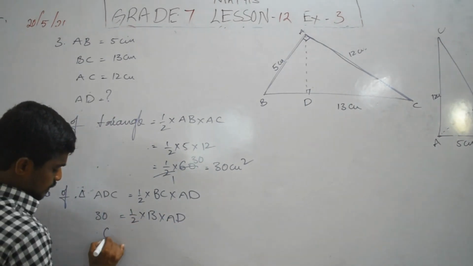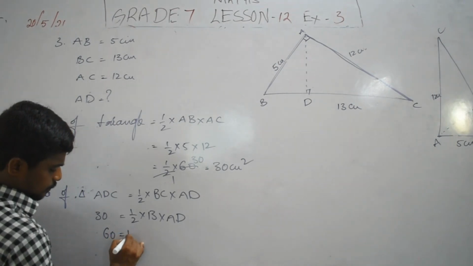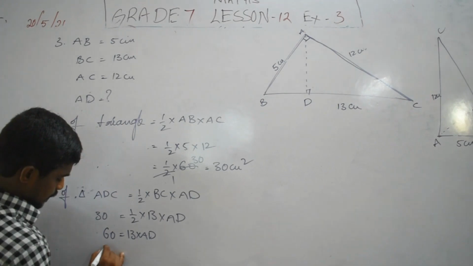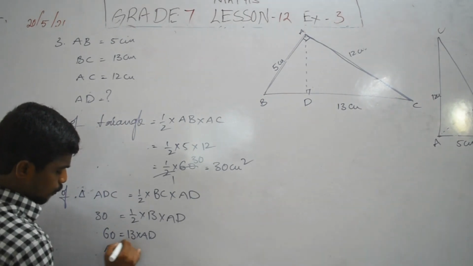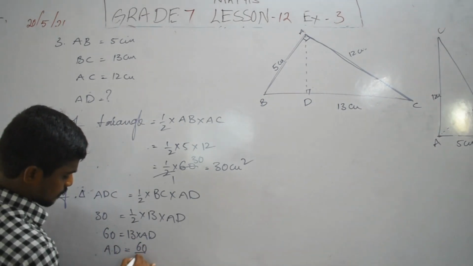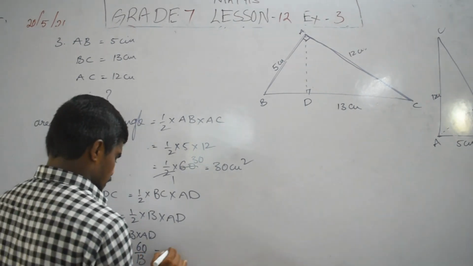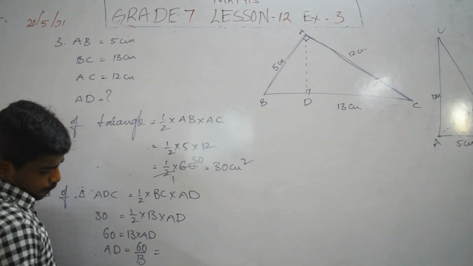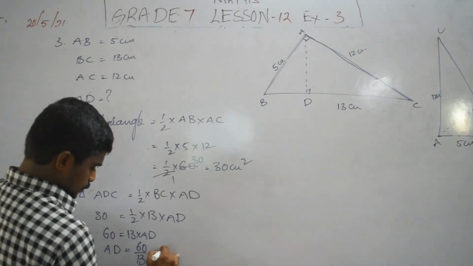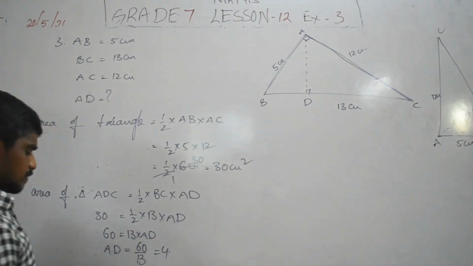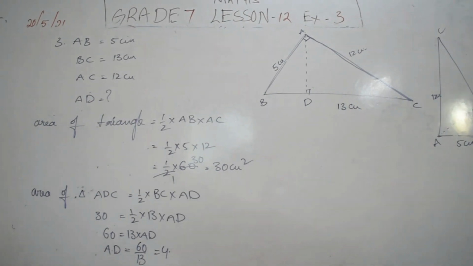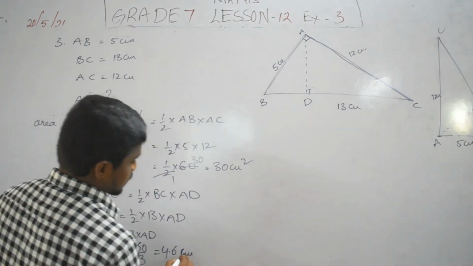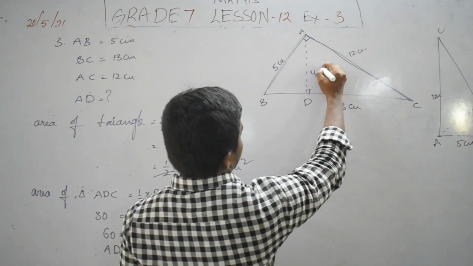This one moving this side, 60 equals 13 by AD. So AD equals 60 by 13, moving this side, division. 13 ones are 13, 13 fours are 52, 4.8... 13 sixes are 78, 4.76 centimeters.